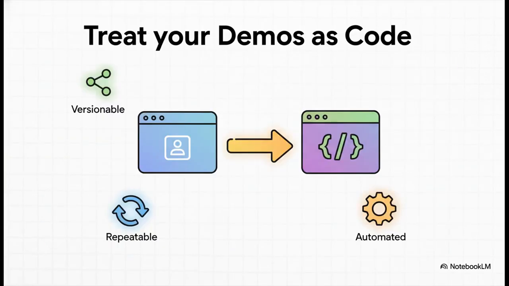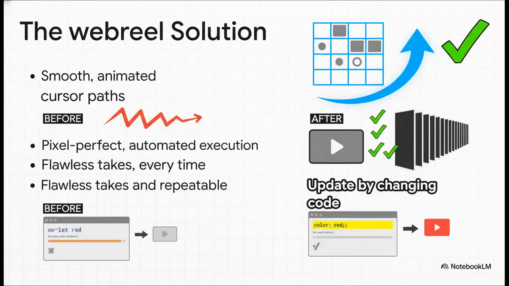And really, the core idea here is what's so powerful. It's all about this shift in thinking. Treat your demos just like you treat your app's source code. Once you do that, they suddenly become versionable, repeatable, and completely automated. It's a game changer. So let's break down what that solution actually looks like.